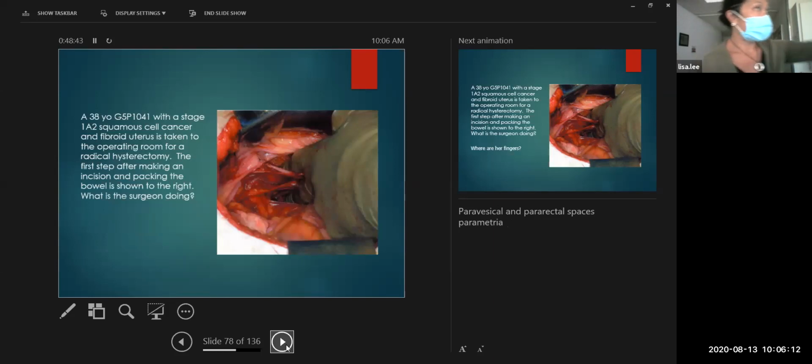So if you kind of imagine, again, the patient's lying on the table. This is the surgeon's left hand. The anterior finger is in what space? Paravesical space. And then the third finger, the middle finger, is in the pararectal space, right? And between those fingers is the parametrium. Okay. First step of any radical hysterectomy. Why? Because if we feel tumor in there, we're not doing the hysterectomy.